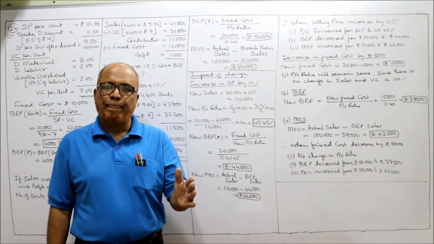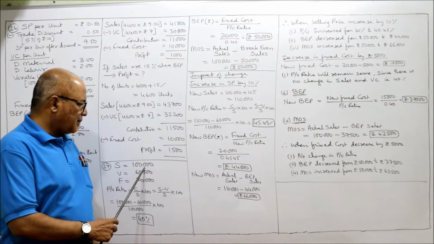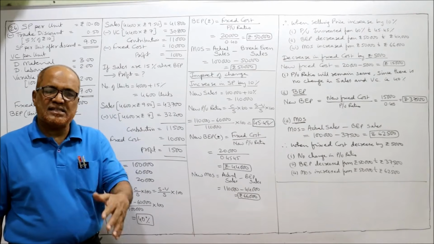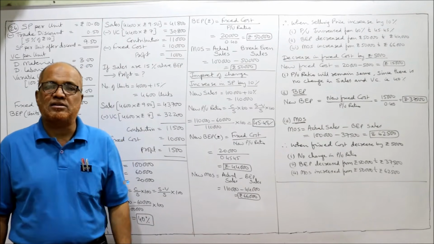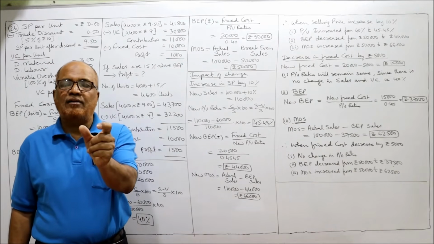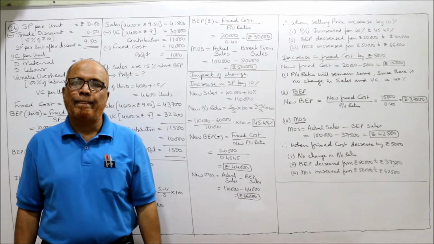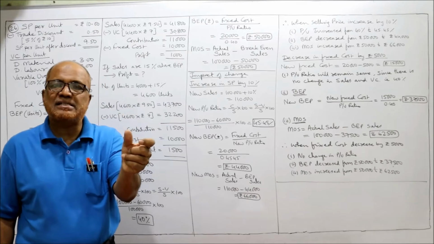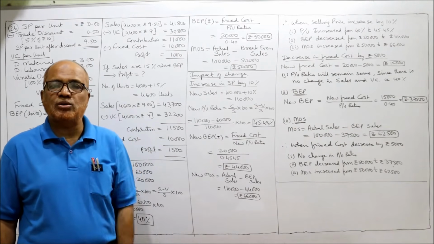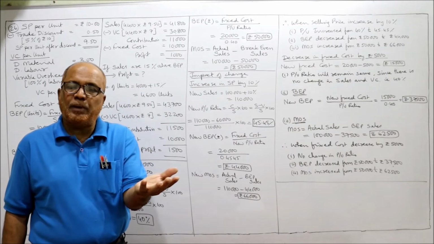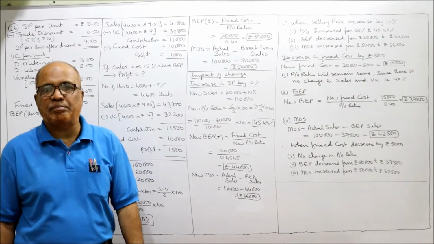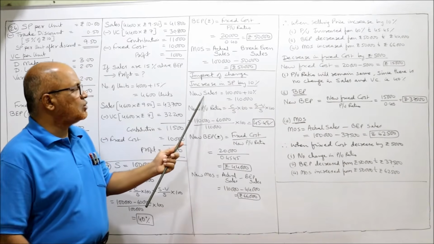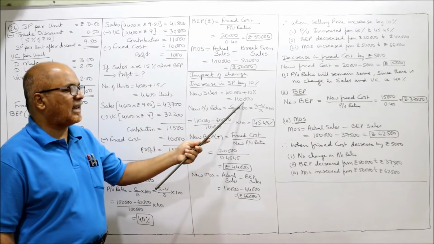So earlier we have sales of 1 lakh. We have made the sales of 1 lakh. Now selling price has increased by 10%. So instead of 1 lakh, we will get 1,10,000. 1 lakh plus 10%, so 1,10,000. The goods that we earlier sold for 1 lakh rupees, we will now sell for 1,10,000. We increased it by 10%. So the new sales is 1 lakh plus 10%, 1,10,000.